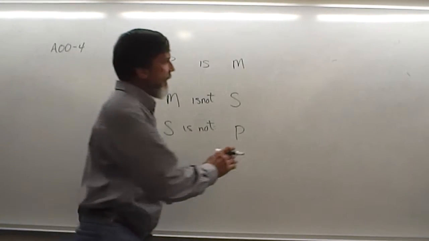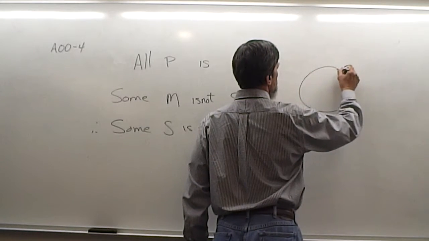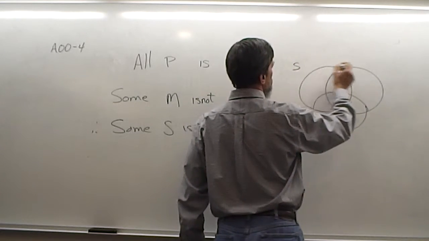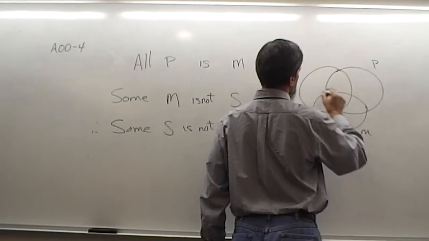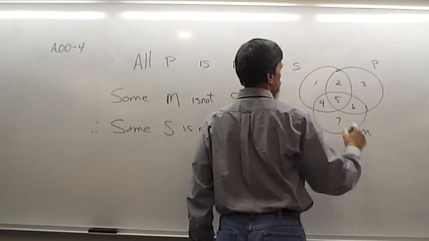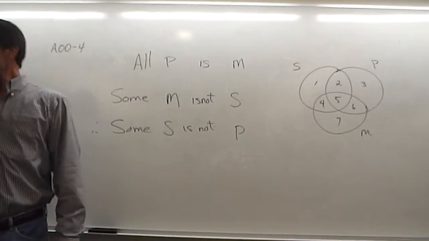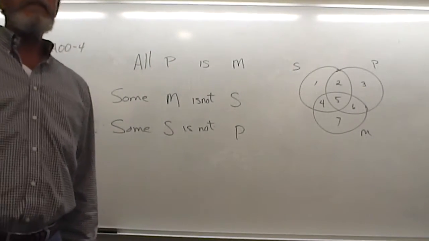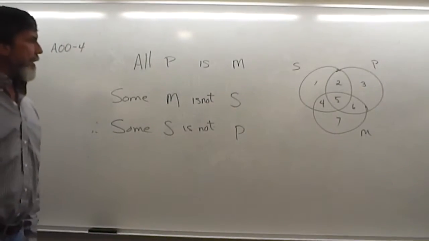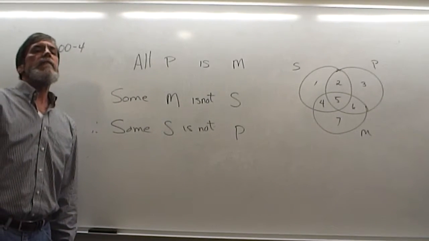Okay, use your Venn diagram to prove validity or invalidity. Which premise must we diagram first, if any? The universal. The universal of the pair, that would be this time the major premise. Go ahead and do that.